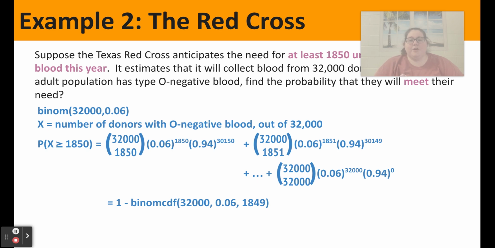So Binom CDF, there's 32,000 people. That's our trials. P is 0.06, probability of O negative blood. And we're going to find the X value of 1849 because that would tell us the probability of 1849 or less. In other words, the probability that they do not meet their need, 0.0479. And then if I do 1 minus that, I'm left with what would be 1850 or more, so 0.9521. Okay, so there's my answer.